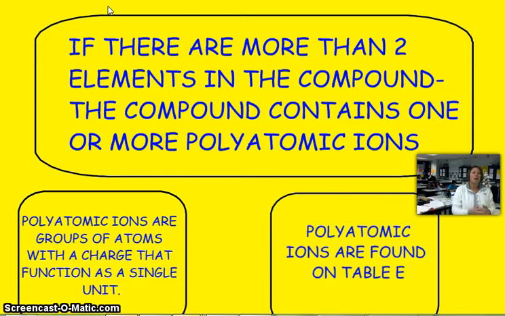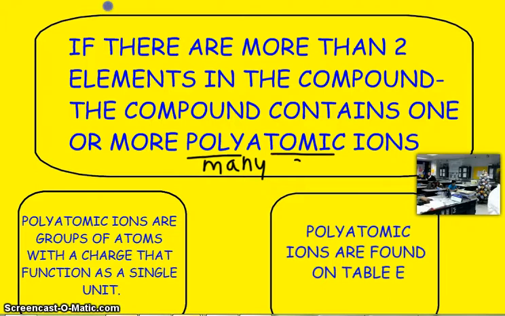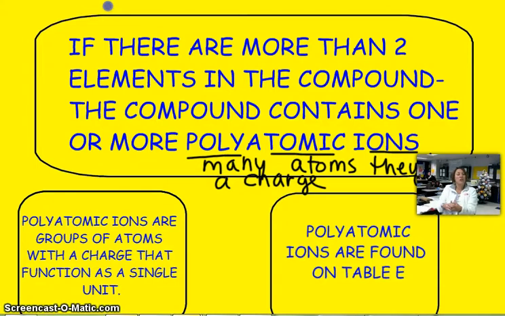present in the formula, then what you have in that formula is something called a polyatomic ion. Poly means many, and atomic refers to atoms, and ions mean they have a charge. So a polyatomic ion is a group of many atoms that stick together and function as a unit, and overall that unit of atoms stuck together has a positive or negative charge.